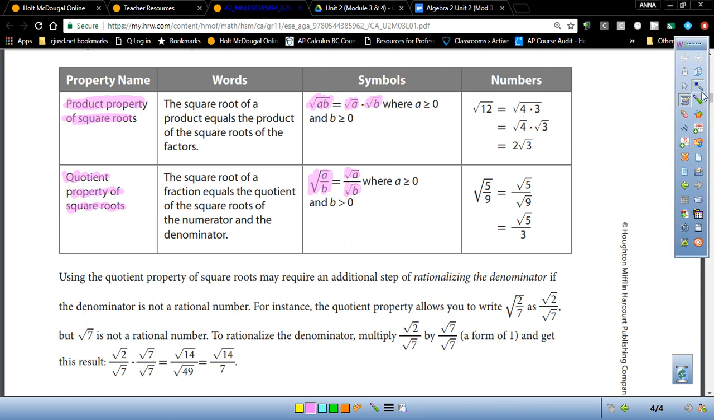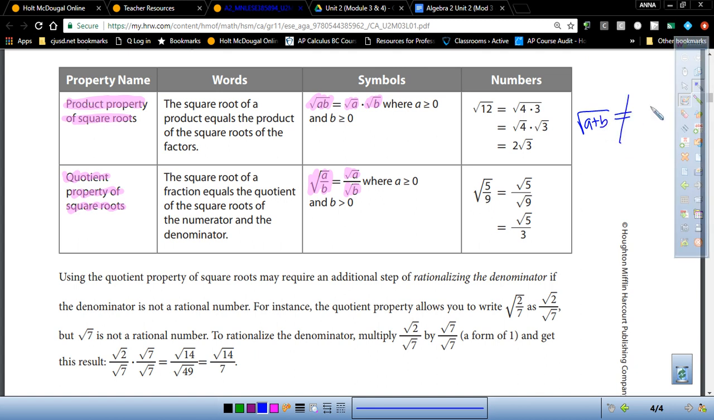Keep in mind this only applies to multiplication and division. You cannot break a square root apart across addition. If you have the square root of a plus b, this does not ever equal the square root of a plus the square root of b. Do not break that apart. That does not work. But the property of multiplication works, and the property of division.